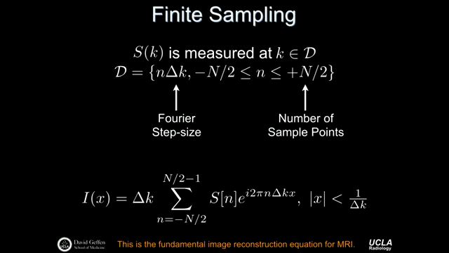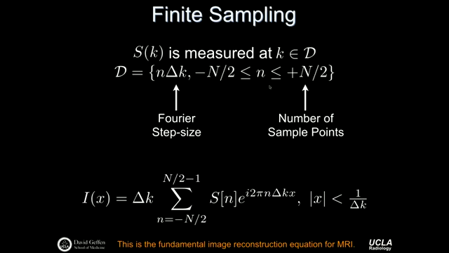So now we introduce this idea of the Fourier step size. And all we're saying is that we have this delta K, right? We're marching through discrete points in K-space according to some delta K that we've specified. How do we specify delta K? We specify delta K from our field of view. Field of view is 1 over delta K.